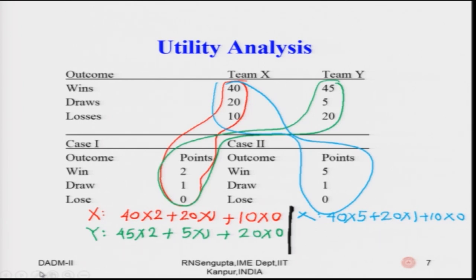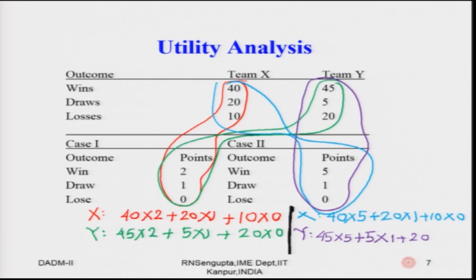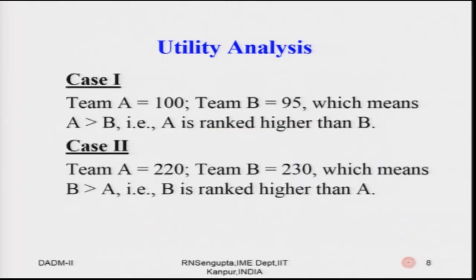Similarly, when you come to team Y, the calculations would be, again using a different color, 45 into 5 plus 5 into 1 plus 20 into 0. So, when you do these calculations, you will have these values.